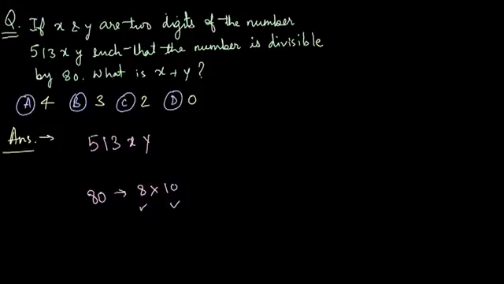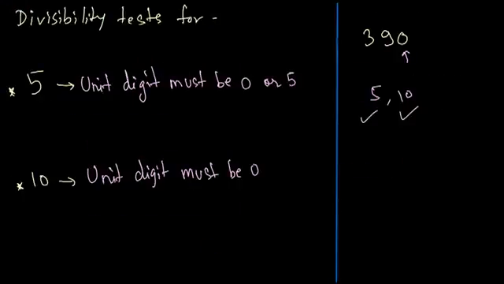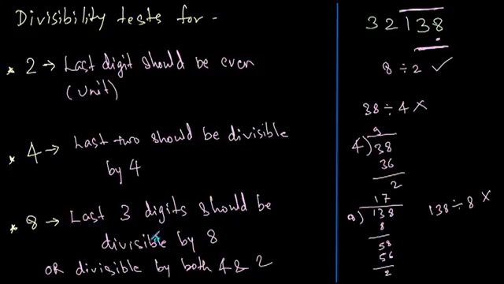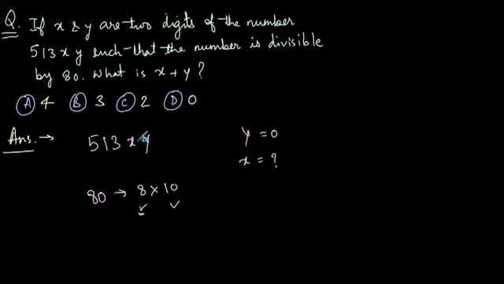So let's look at the divisibility test for 10. It is that the units digit must be 0. So from the condition, we can easily say that y should be equal to 0. Now what should be the value of x? So let's look at the divisibility condition for 8, which states that the last 3 digits should be divisible by 8. So the last 3 digits are 3, x and y, which is 0. So 3x0 is the number, and we need to find x such that it is divisible by 8.